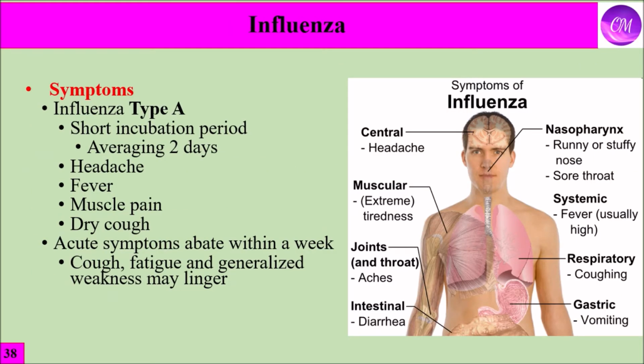Influenza type A has a short incubation period, averaging 2 days. Symptoms include a headache, fever, muscle pain, and dry cough. The acute symptoms abate within a week. Cough, fatigue, and generalized weakness may linger. And here you see the symptoms of the influenza.